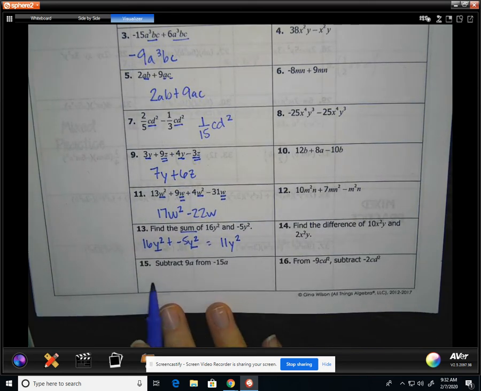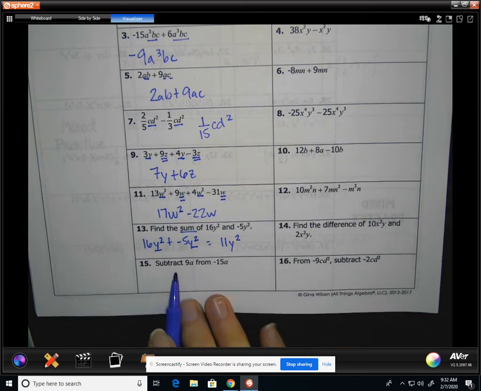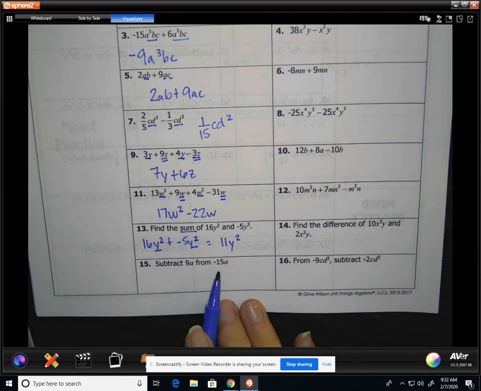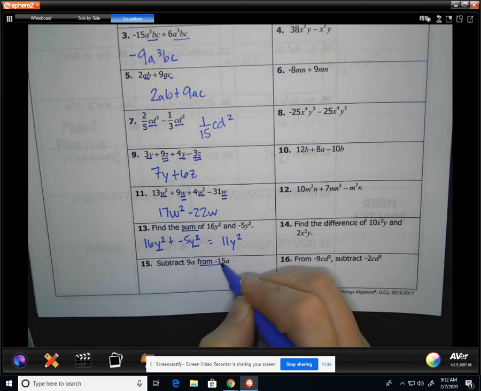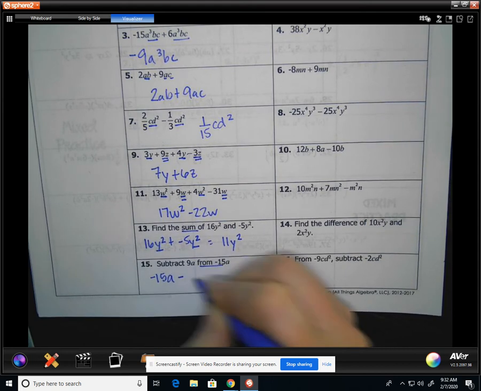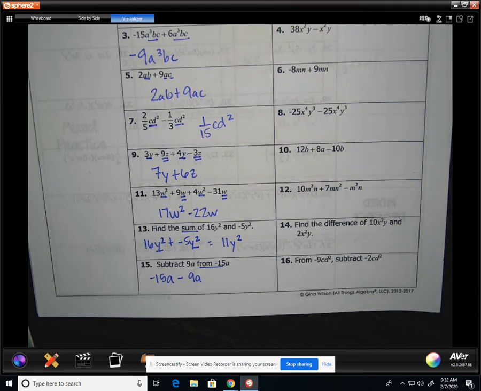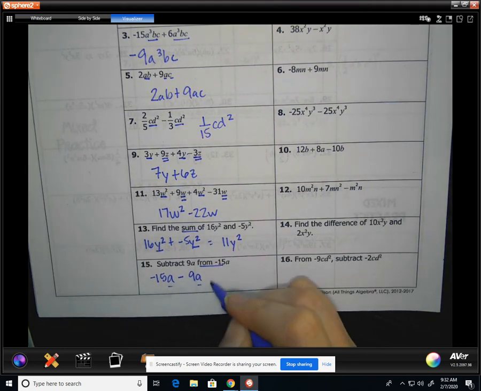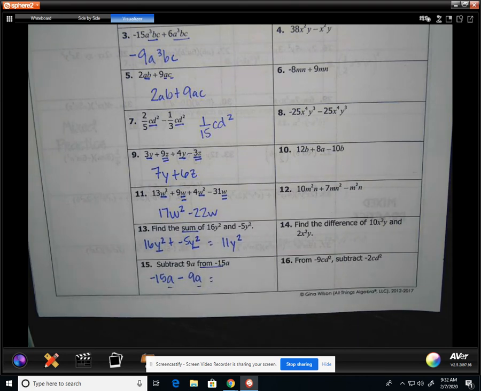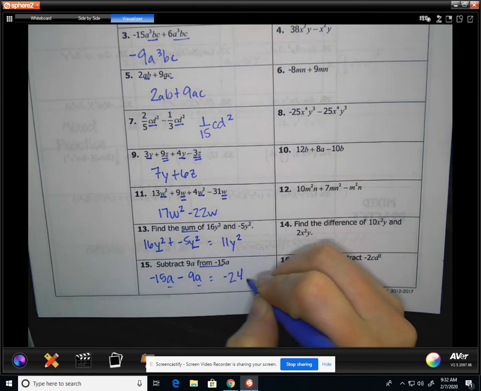Okay, for number 15, and you need to pay close attention to this one, for number 16. It says subtract 9a from negative 15a. Whatever is with "from" comes first. So you're going to put negative 15a minus, and then I'm going to put 9a. Okay, so now negative 15a minus 9a, since my letters are the same, I'm going to keep the letter. And when I do negative 15 minus 9, I get negative 24, and I keep a.